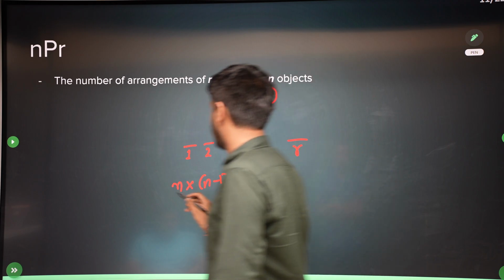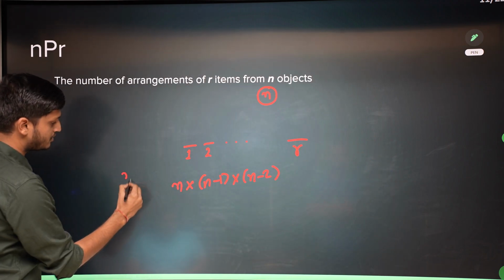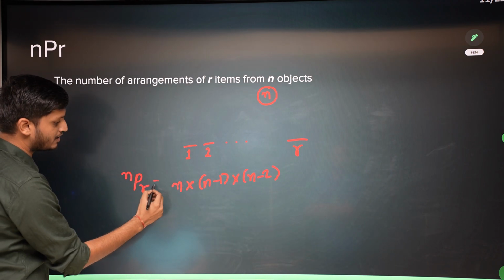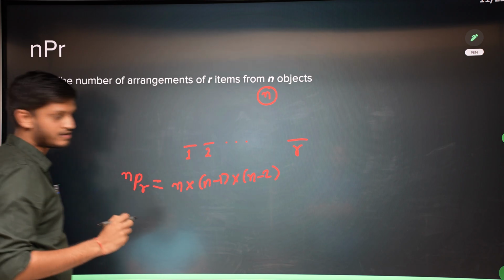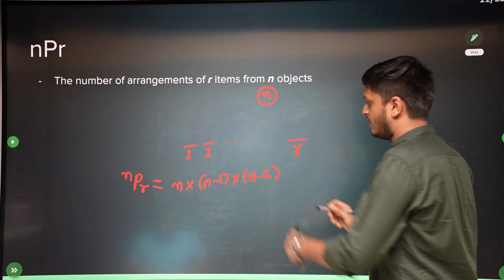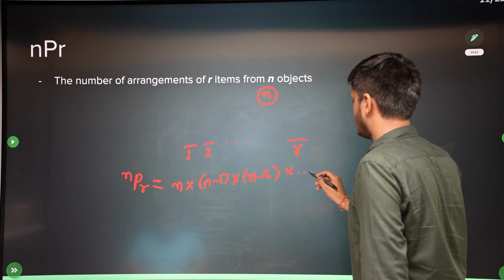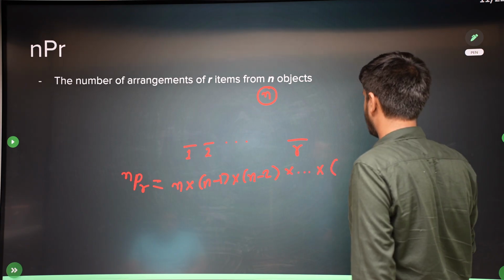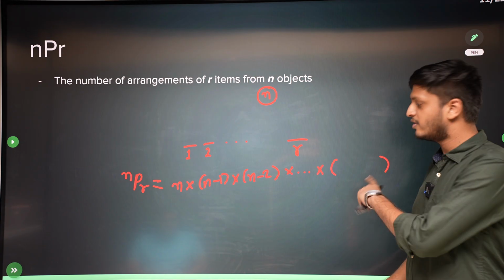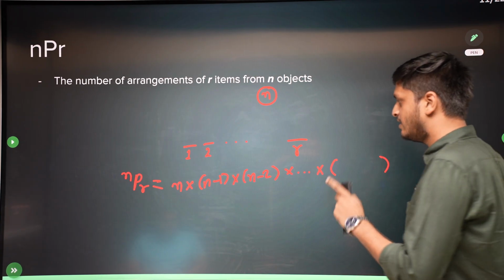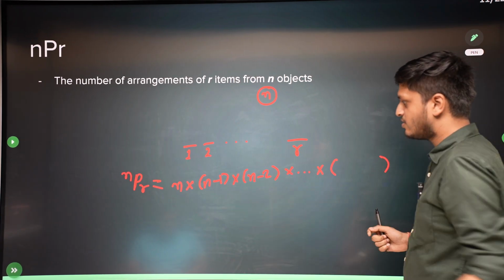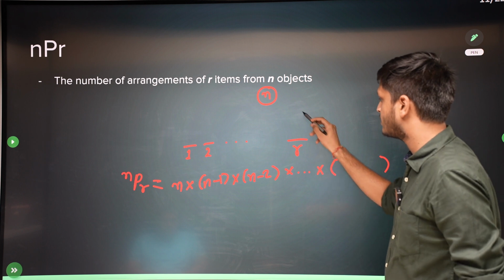And this is defined to be NPR, right? I already told you, this is defined to be NPR, the number of ways in which I can arrange n objects in r places. And so on. Now think about it. How many options will we have for the rth place? Pause the video and try to think on your own. Okay, now I'm giving you the answer. So how many options will I have for this place?